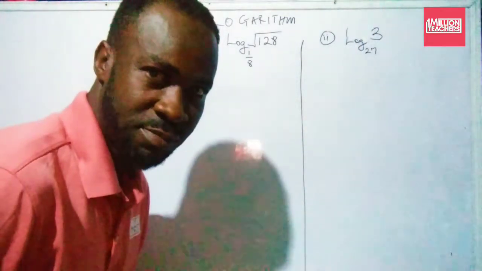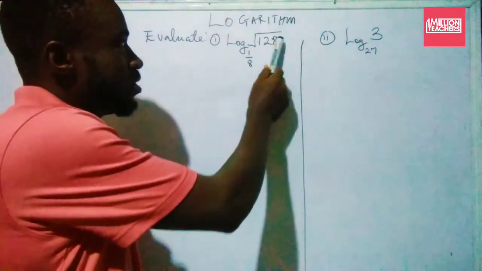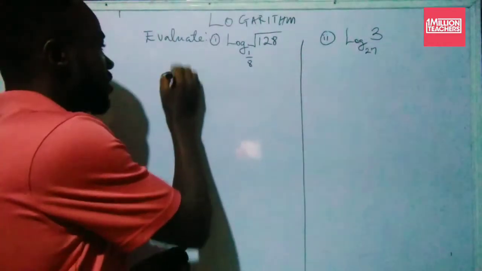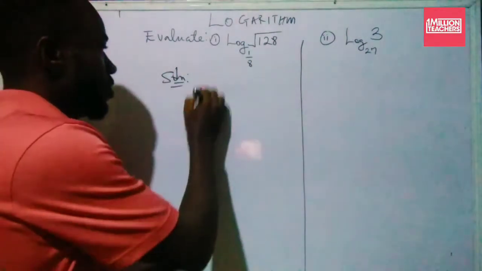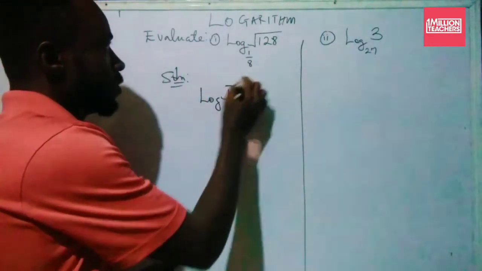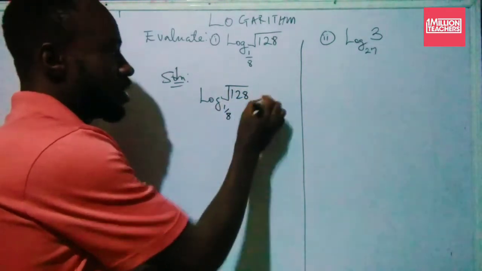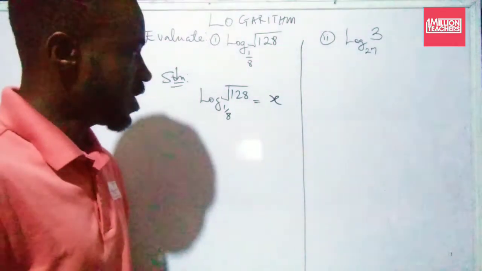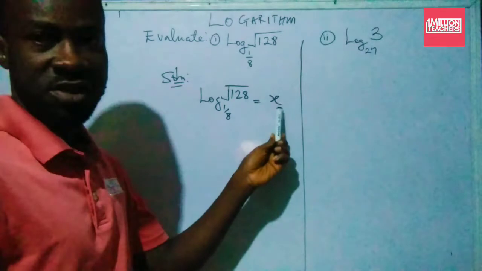So, let's begin. The first one says evaluate log of the square root of 128 base 1 over 8. So the first thing I say we should do is let's equate this to x or to any unknown. So let log of the square root of 128 base 1 over 8 be equal to x. So that is the first approach. This x simply means the value of this. So since we don't know it yet, we do.